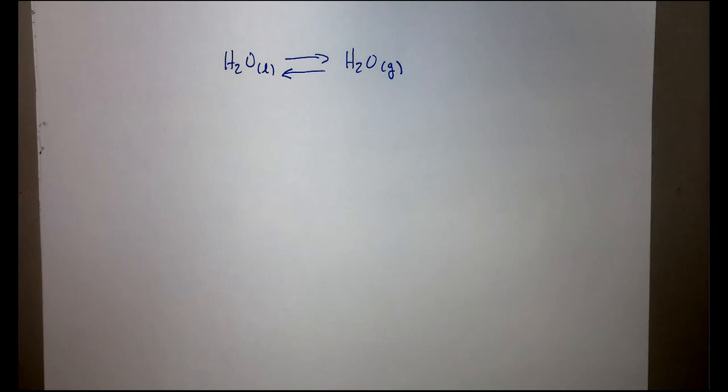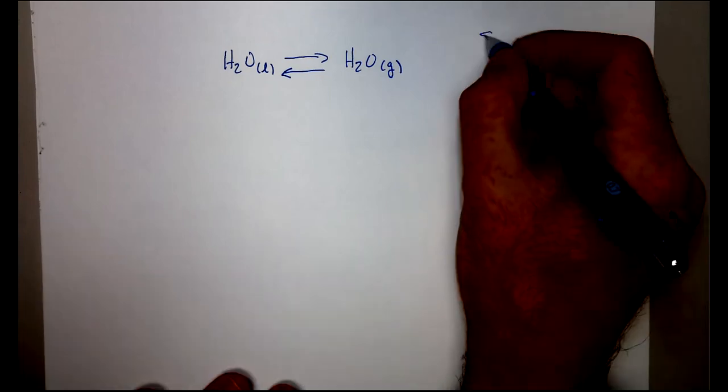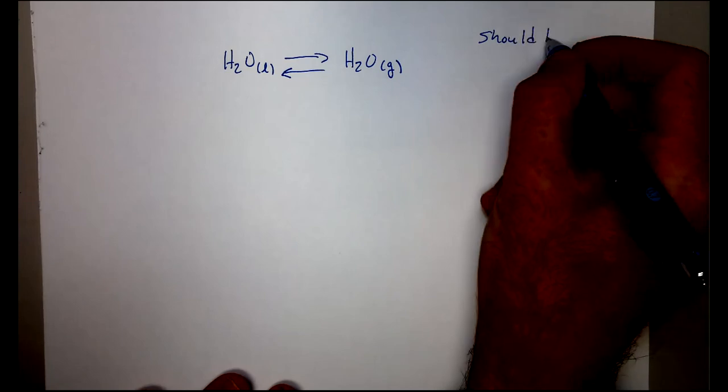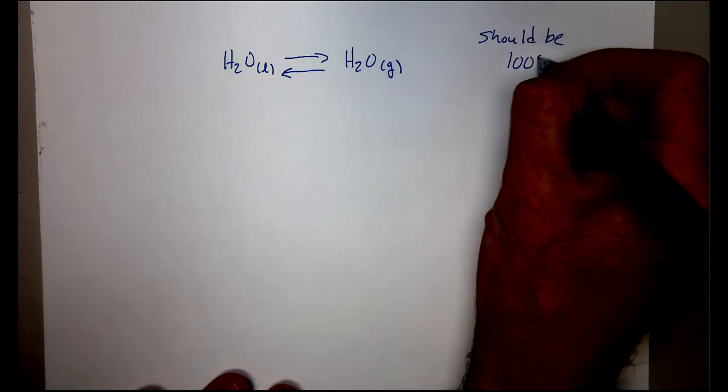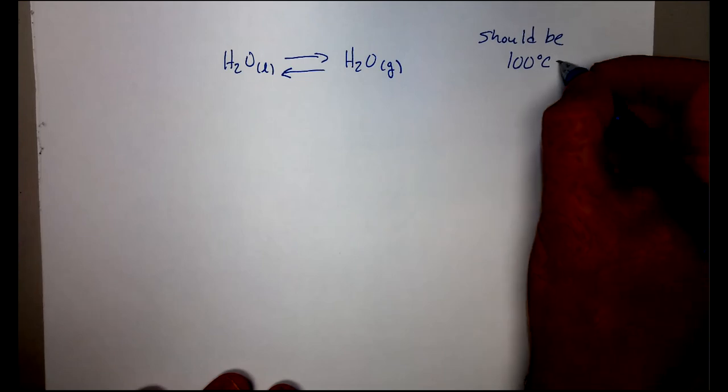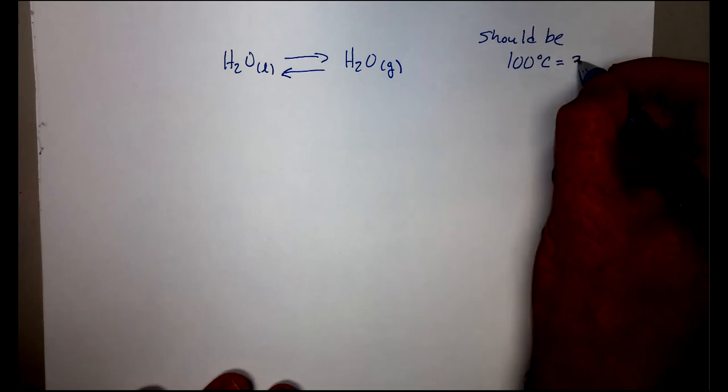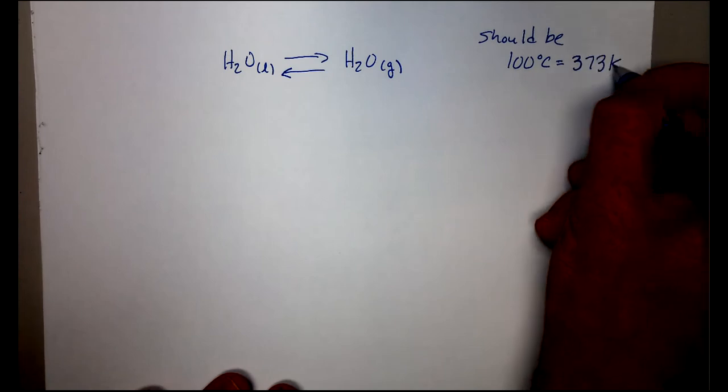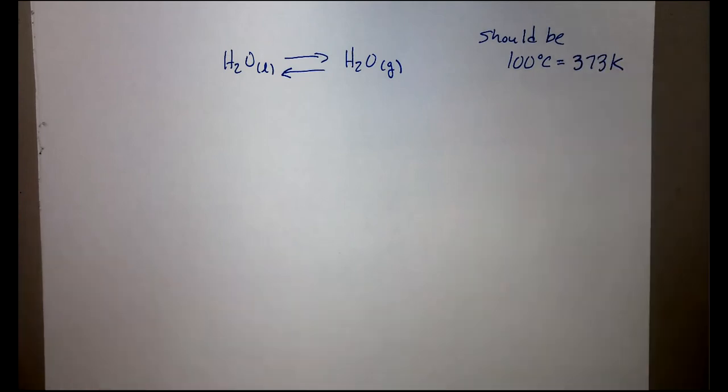We know what it should be, right? It should be about 100 degrees Celsius or about 373 Kelvin. Now, you won't get precisely the right number, but it'll give you a good ballpark if you use our thermodynamic data. So what we're going to have to do is calculate a delta H and a delta S for our water data to actually estimate the boiling point.